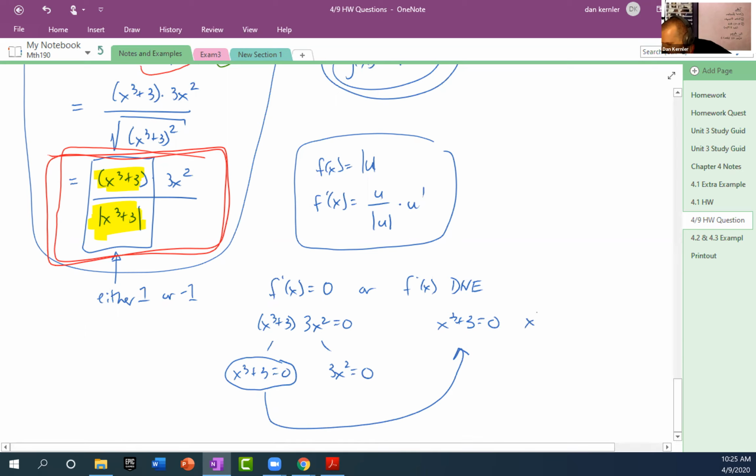And then Christopher had started solving that. That's correct. x cubed equals negative 3. So x is the cube root of negative 3, whatever that is. So at that point, the derivative actually doesn't exist. And the derivative is equal to 0 when x is 0. So that's easy enough.